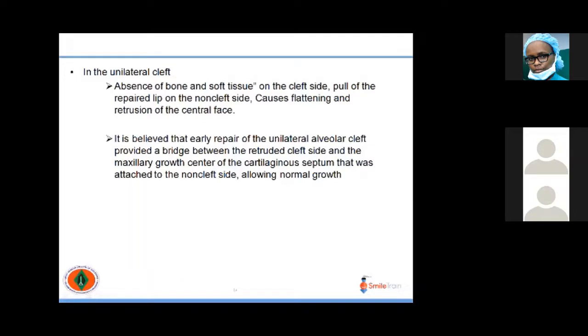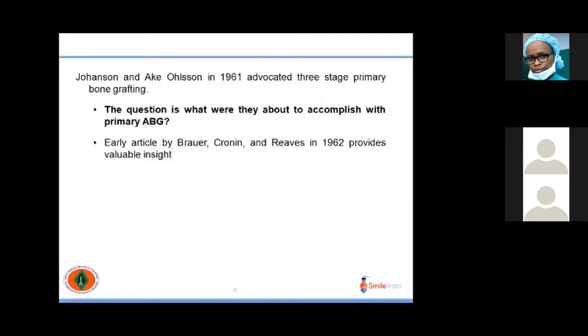So Johanson and Ohlsson in 1961 advocated three stages of primary bone grafting. The question is, what are they trying to accomplish by carrying out primary alveolar bone grafts? An early article by Brauer, Cronin, and Reaves in 1962 provides a valuable insight.